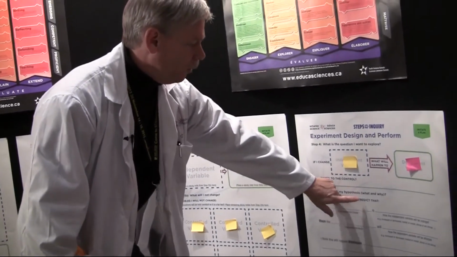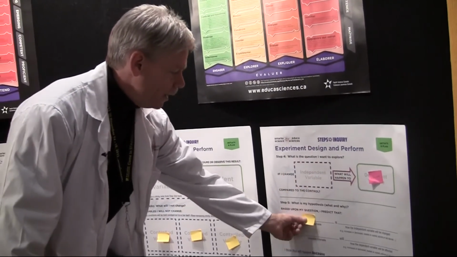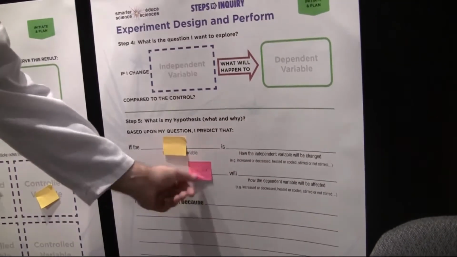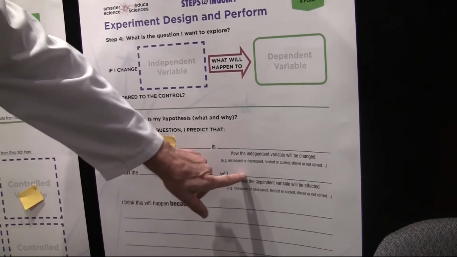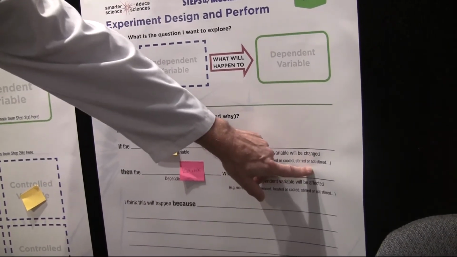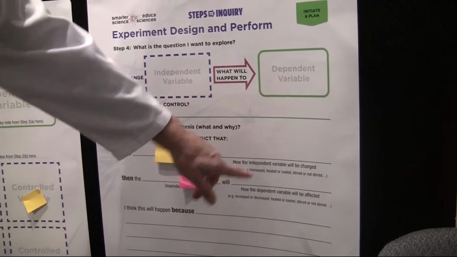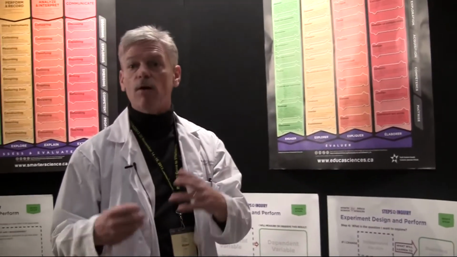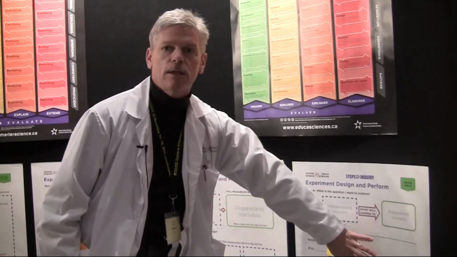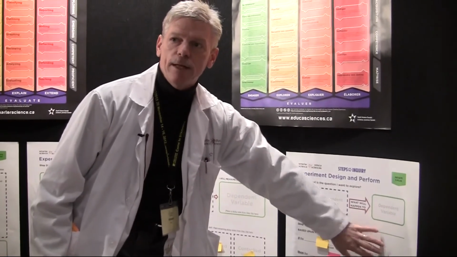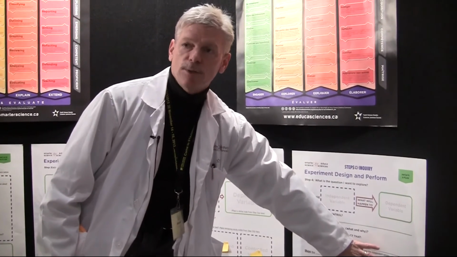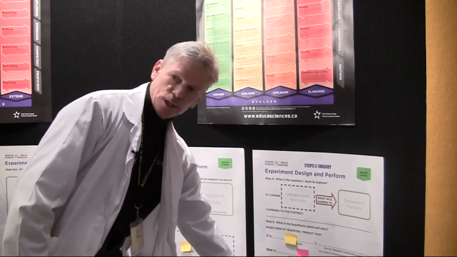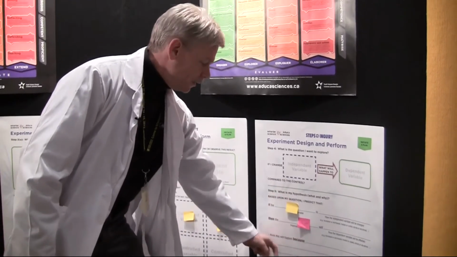So based on my question, I predict that if we make the wings longer, then the time that the object falls will be less or more. But they make a prediction, right? And we try to get them to not sit on the fence when they make their prediction. The better way is, if we increase the wing length by 20%, then the fall time will increase by 20%.